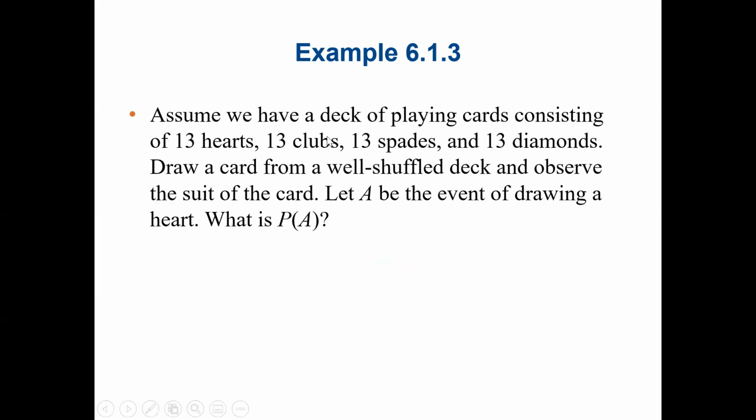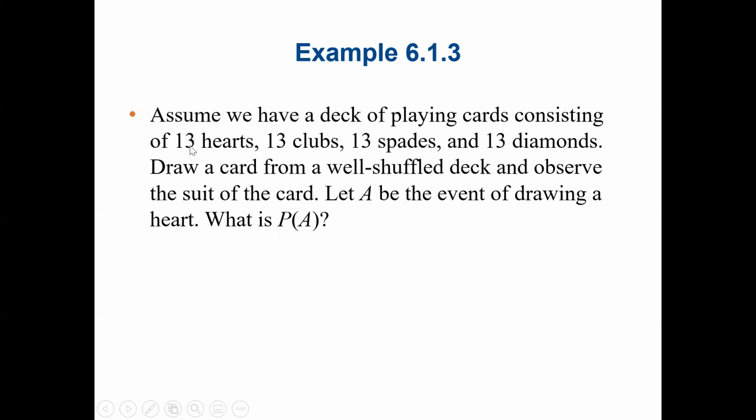Now, assuming we have a deck of playing cards, consisting of 13 hearts, 13 clubs, 13 spades, and 13 diamonds. Draw a card from a well-shuffled deck and observe the suit of the card. Let A be the event of drawing a heart. What is the probability of A? So here we are looking at the probability of getting a heart.